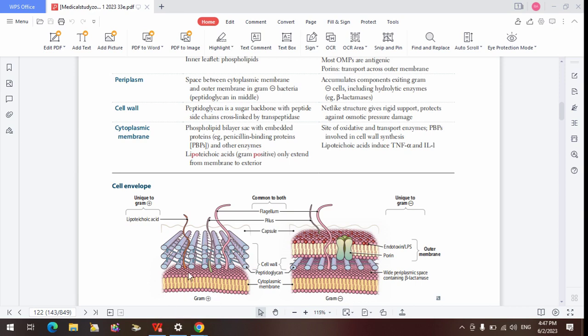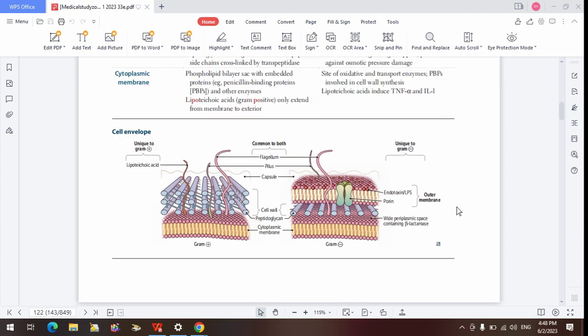Within that cytoplasmic membrane, we also have some enzymes that allow for transportation as well as oxidation of molecules within the cell. So what I want you to remember within the cytoplasmic membrane is that it has a phospholipid bilayer. The polar heads face outward, the other ones face inward. Submerged within them is our penicillin binding protein that has enzymatic activity, and some other enzymes are also there. Apart from synthetic activity of the cell wall, some enzymes allow for oxidation as well as transportation. Then lipoteichoic acid induces interleukin 1 and TNF alpha. So that's that about the structure.